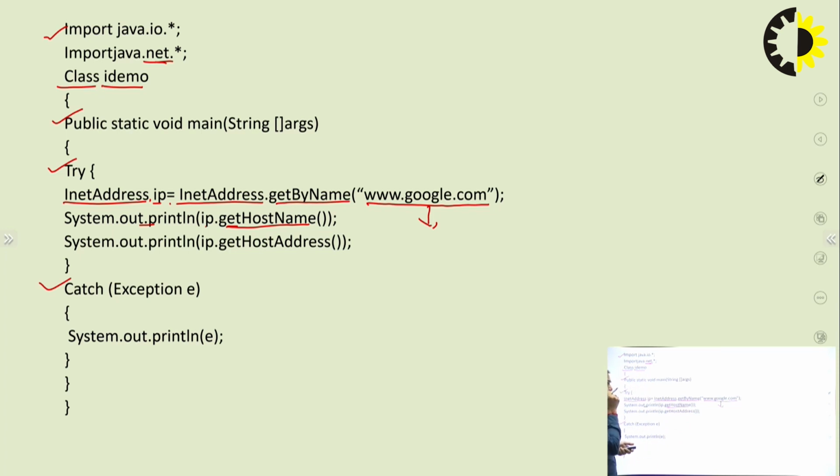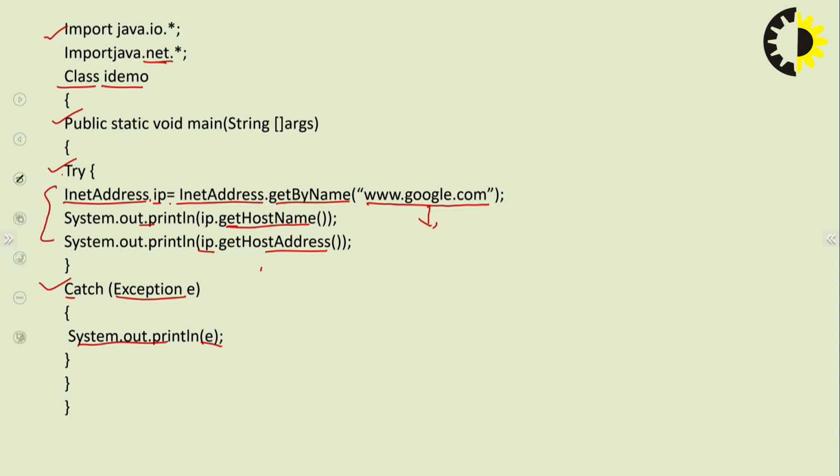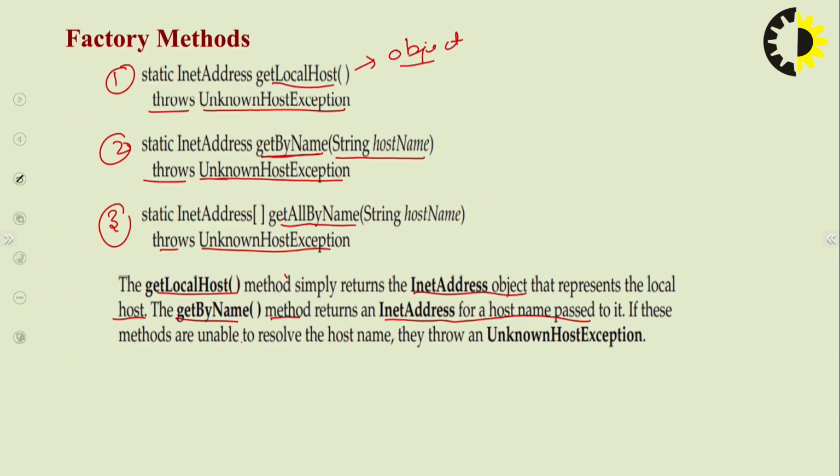Same here, if we have to find out the address, we apply ip.getHostAddress. So we find out the host name and the address of that device. Otherwise, it will go to the catch, that is the exception, and System.out.println of e. E means if it throws an exception, it will not go into the try block, it will come into the catch block and print e, and this type of exception is the UnknownHostException.